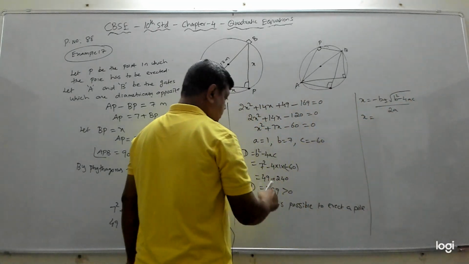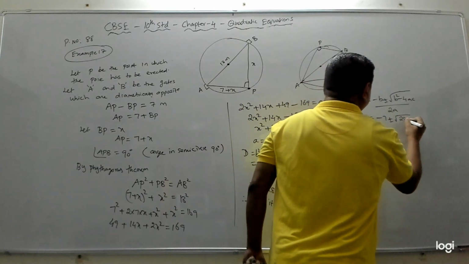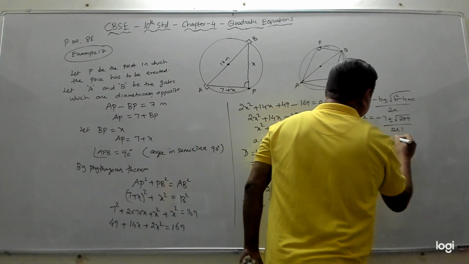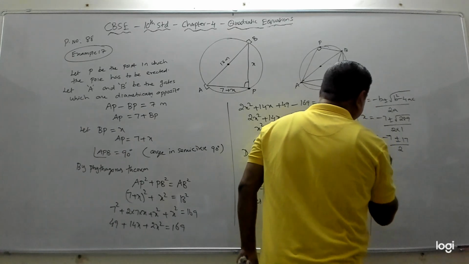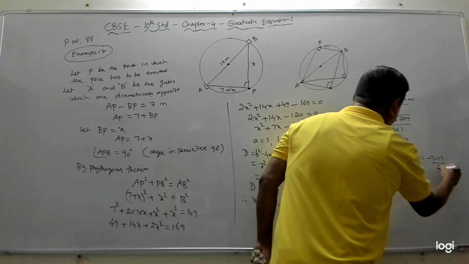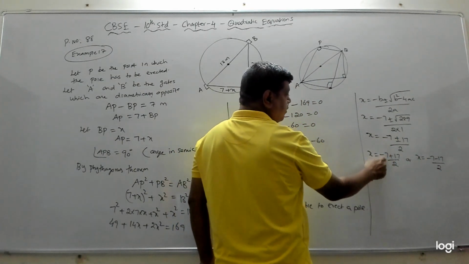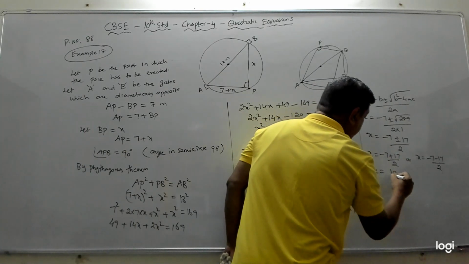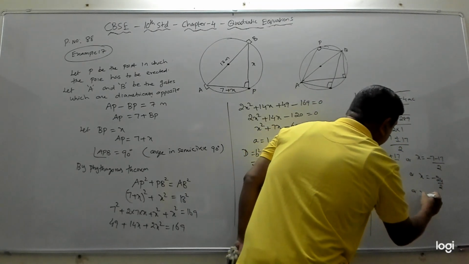So x is equal to minus b, b is 7, so minus 7 plus or minus square root of b² minus 4ac, which is 289, by 2 into a, a is 1, so 2 into 1. The square root of 289 is 17, by 2. So you get x equal to minus 7 plus 17 by 2, or x equal to minus 7 minus 17 by 2. Here it becomes plus 17, here it becomes minus 17. So x is 10 by 2, or minus 24 by 2. Which means x is equal to 5 or x is equal to minus 12.